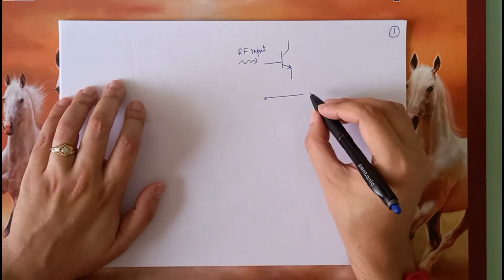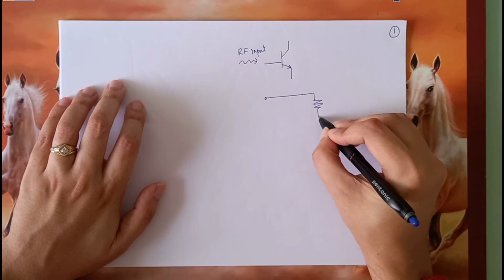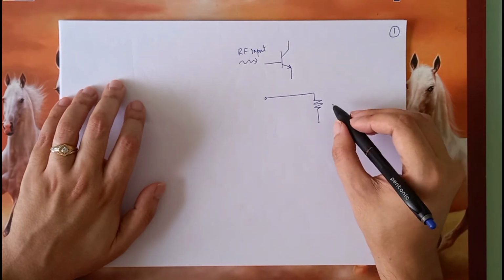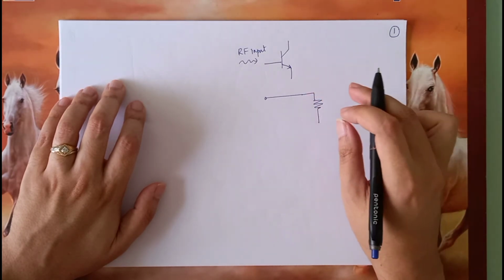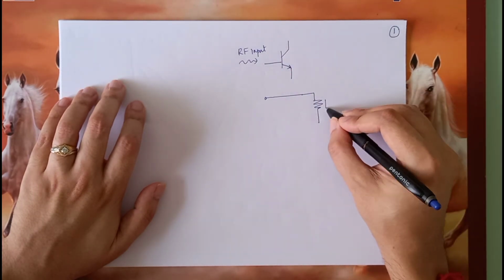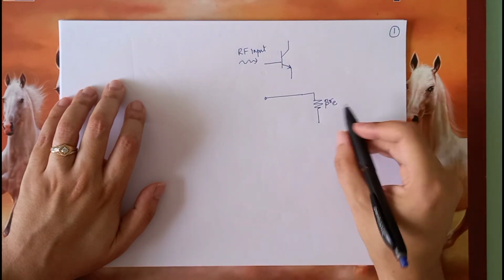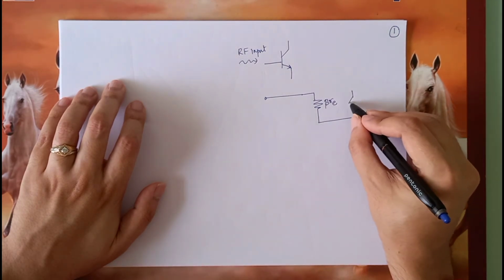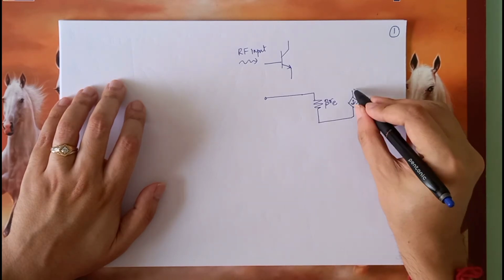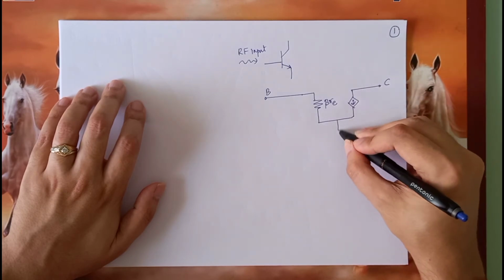So let us quickly take a recap from our basic analog course and see what it would look like. Effectively it would look something like this. This is the resistance between the base and the emitter, that is beta times small re, which we call. Then there is a current source that is flowing. This is the base, this is the collector, and this is the emitter.